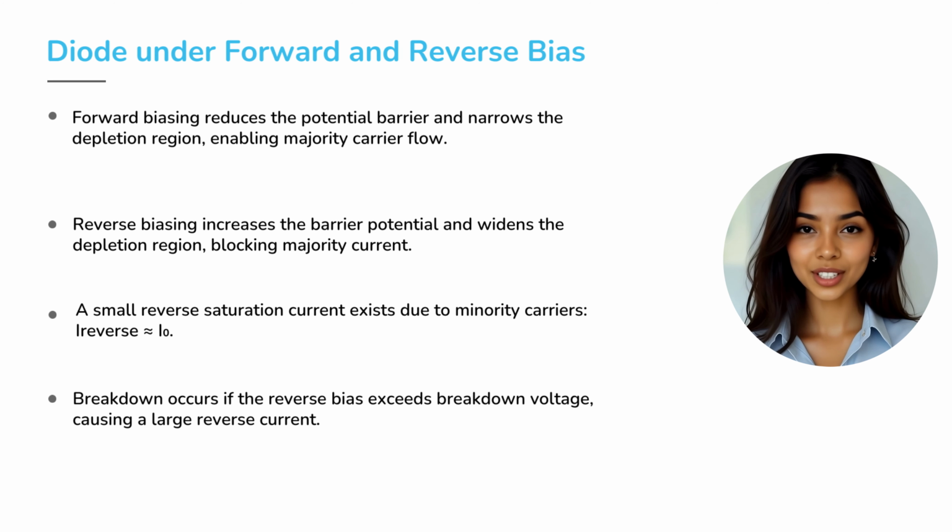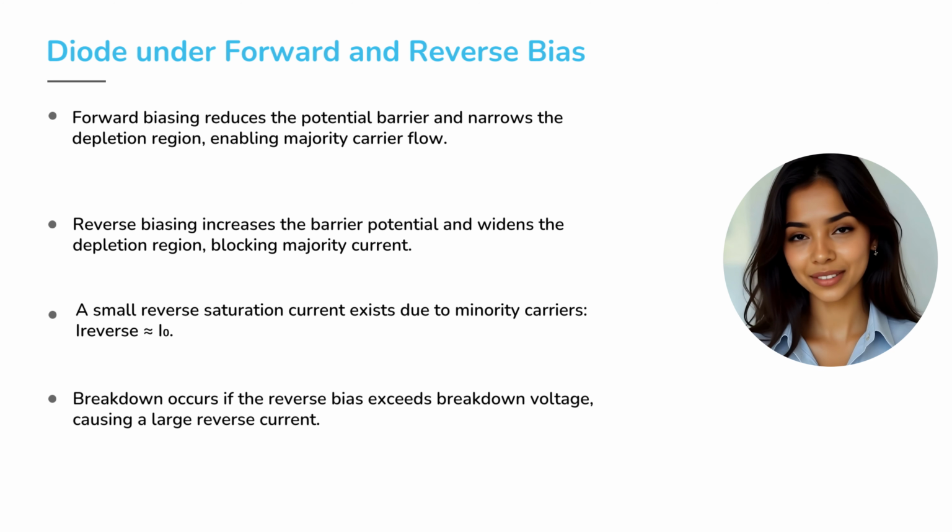Okay, so what really changes when we bias a diode differently? Think of the depletion region like a security gate. In forward bias, we move the gate back and say, "Come on in." The external voltage reduces the potential barrier, narrows the depletion region, and invites the majority carriers, electrons and holes, to reunite and flow freely. That's why we get significant current.